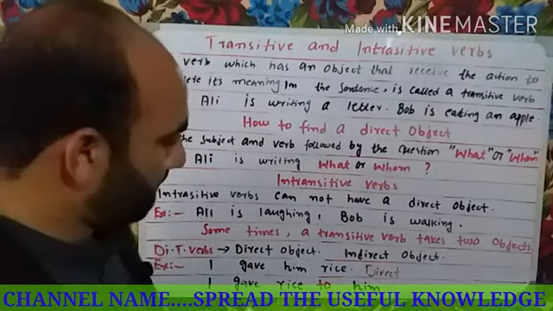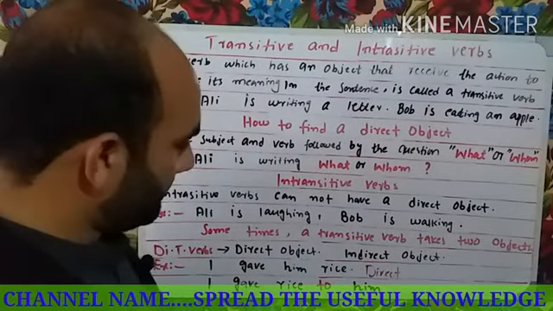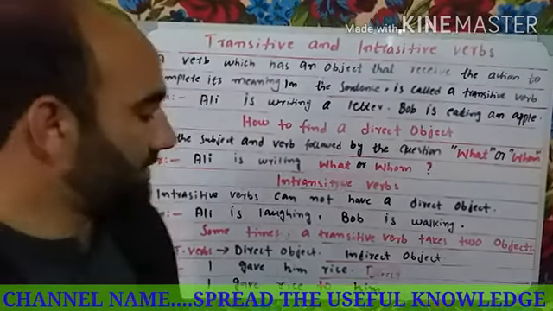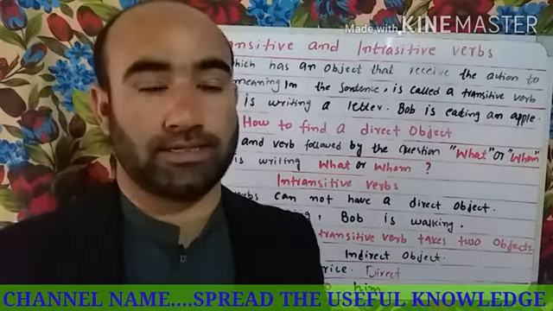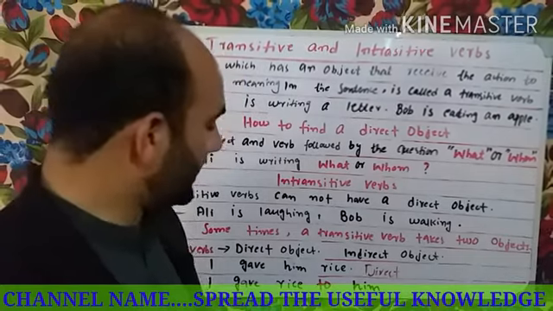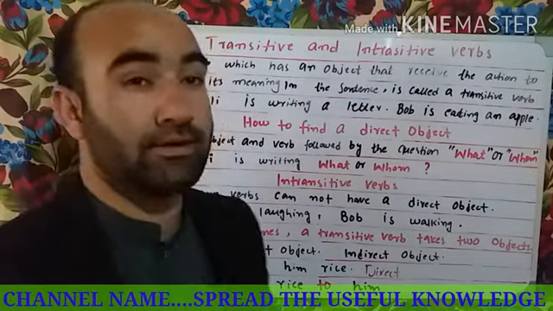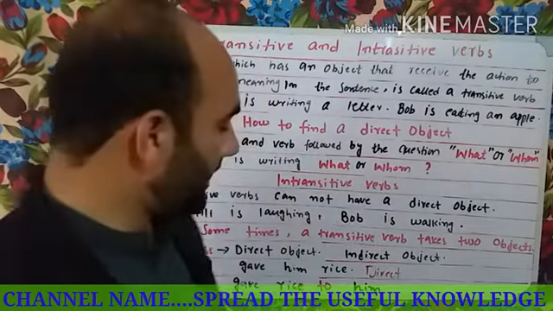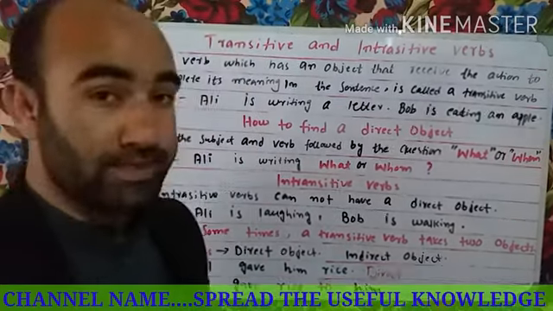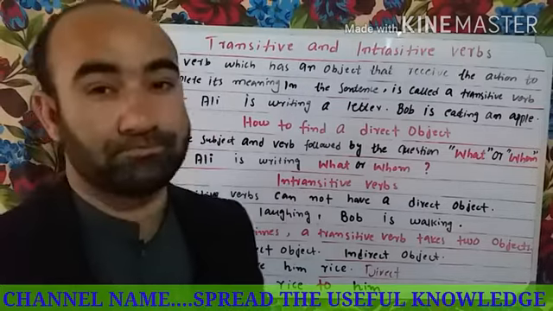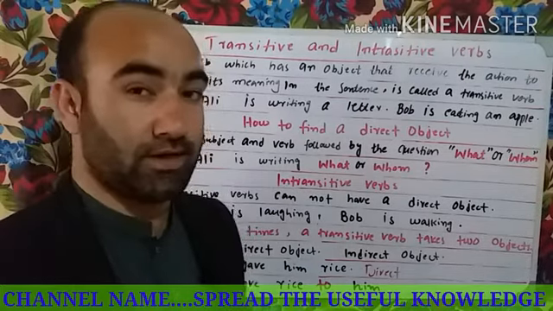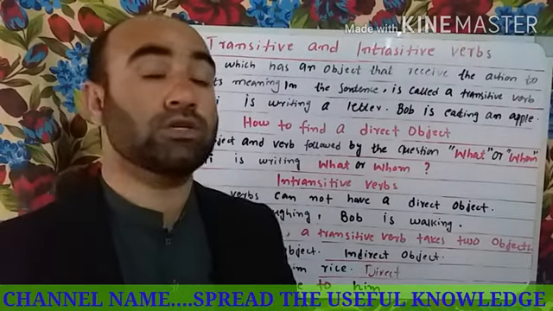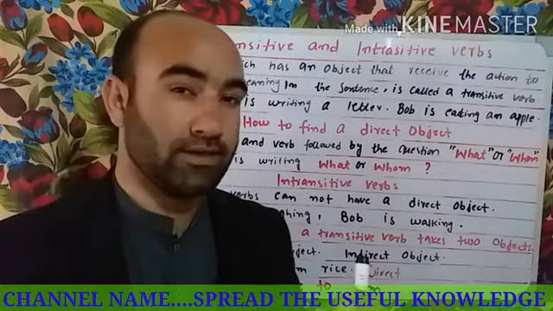I gave him rice. Rice here is the direct object. The indirect object here is him. Him here is the indirect object.